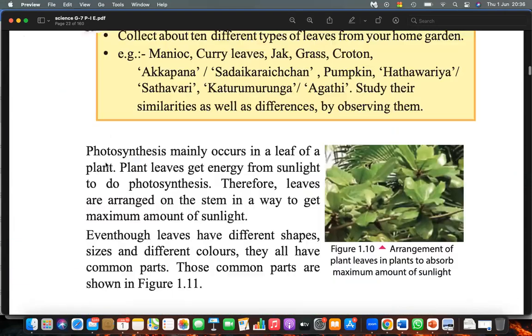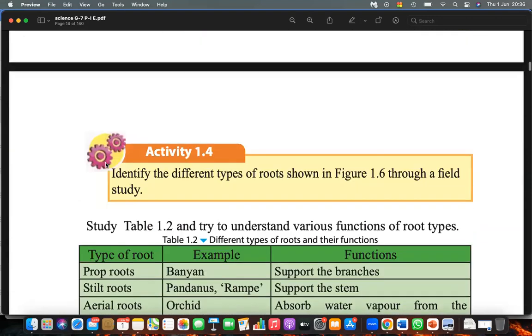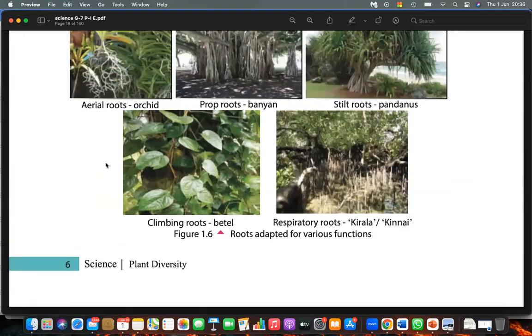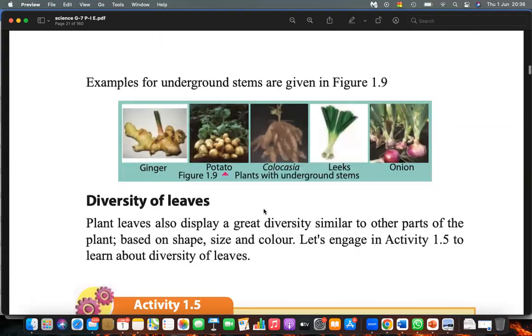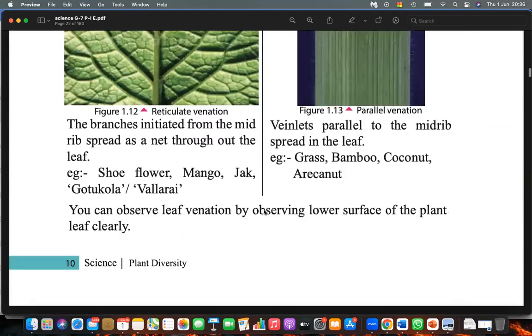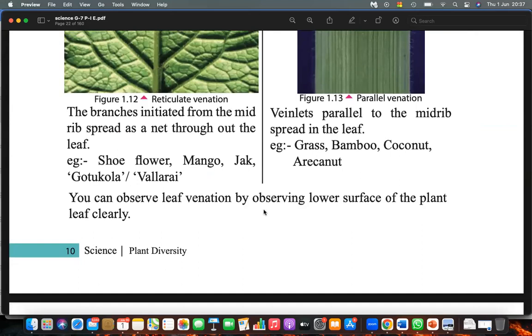Right? You can see we have discussed the root system, then we have discussed the stem. After that, we discussed the plant leaves, and then how we can divide leaves based on the venation. So there are the reticulate venation or the parallel venation, right?